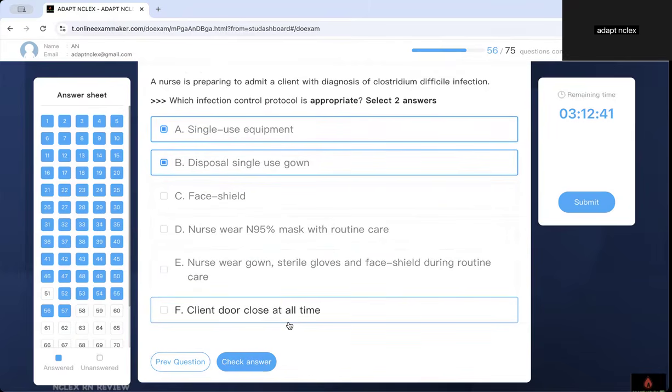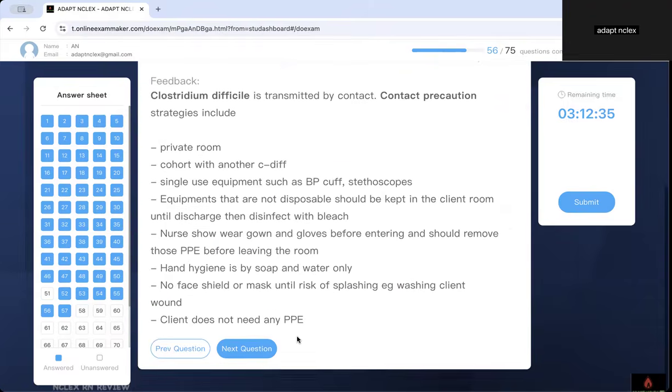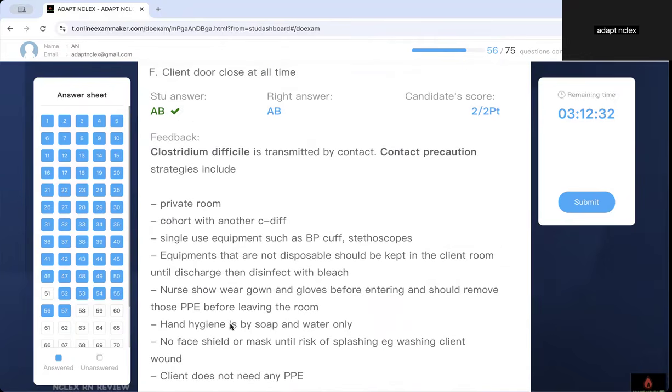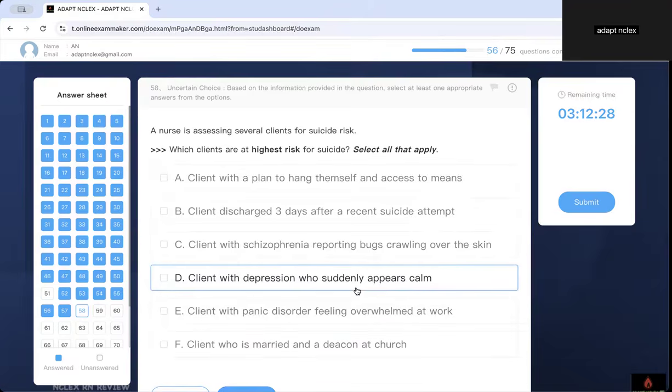Client door closed at all times is not contact. You have to be touching the patient for you to get the disease. Therefore, those are the only two answer choices. These are key aspects of infection control and safety questions.